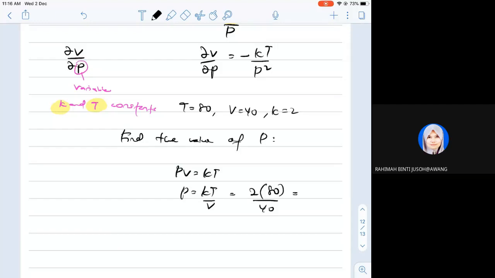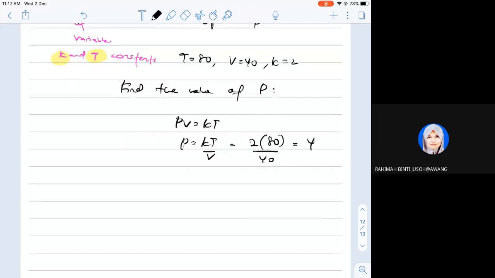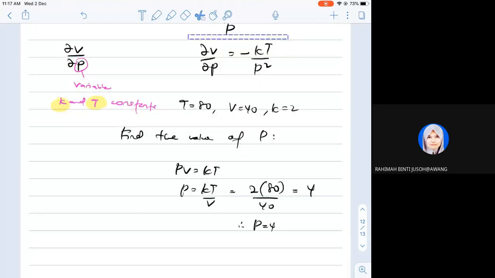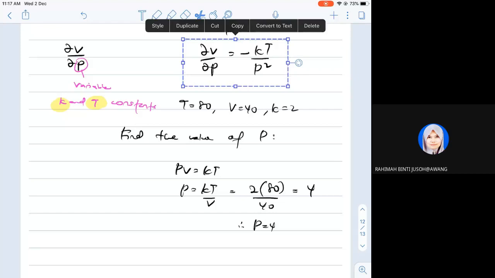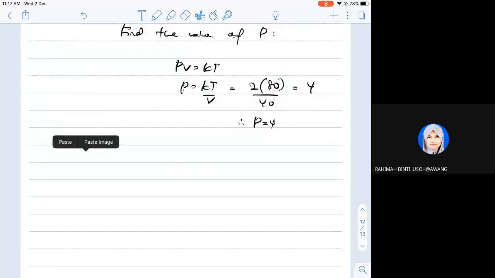What should you get? We will have 40, isn't it? 4. We will have 4. Okay, 160 divides by 40, you will get 4. Okay, so now P pun dah ada dah. P equals to 4. Okay, so you just substitute here. Substitute inside here. Copy. Paste.